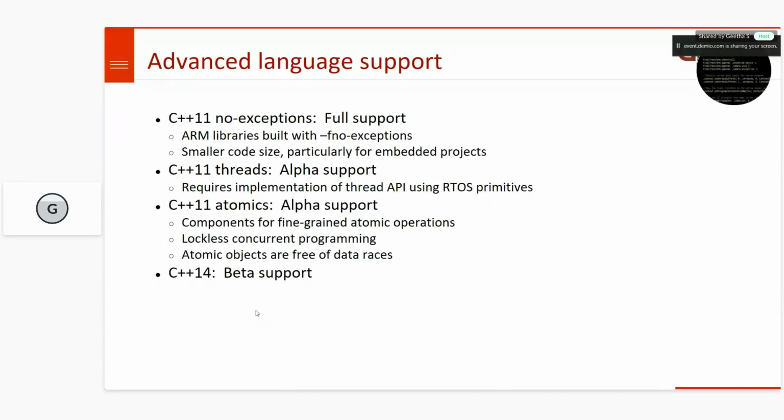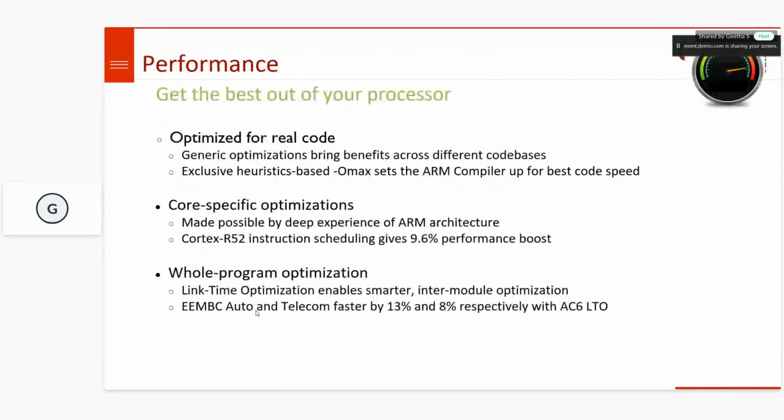Then advanced language support. As I said, we have C++11 and C++14 extensions, because ARM compiler 6 is a C or C++ compiler. You can develop the code not only in C, you can also develop in C++, and these extensions are also supported in ARM compiler 6. Coming to performance, it's optimized for real code. ARM compiler 6 is benchmarked not based on a specific application, it is benchmarked across various domains of application.